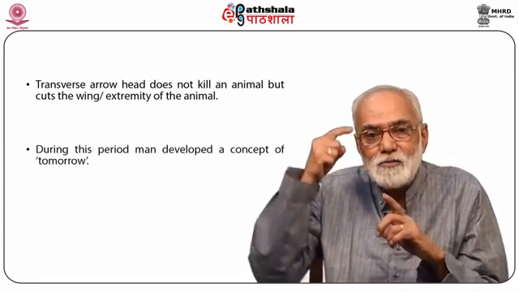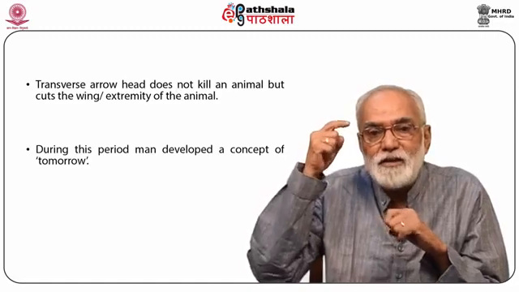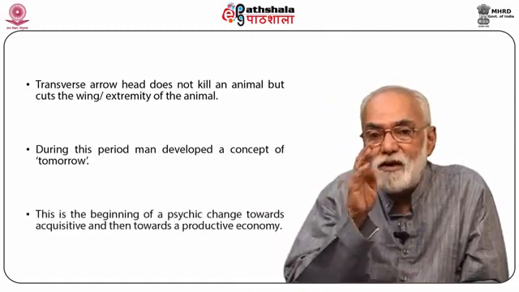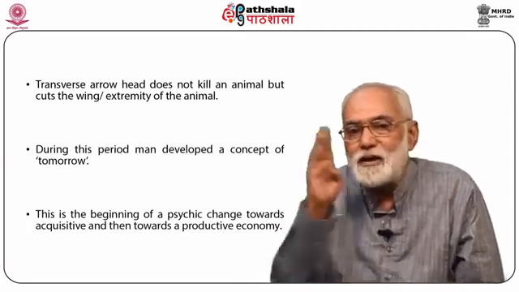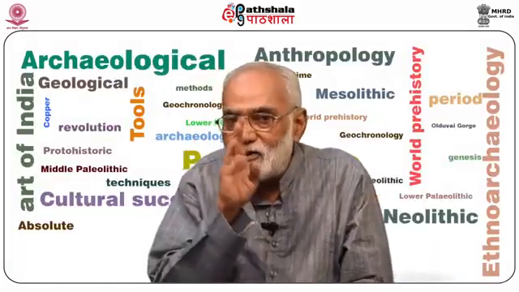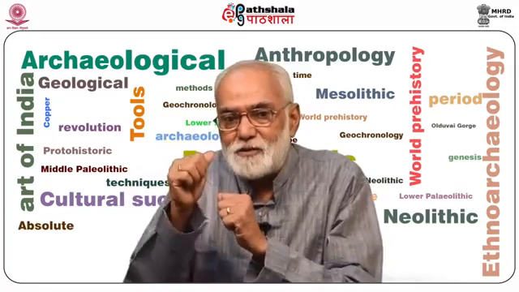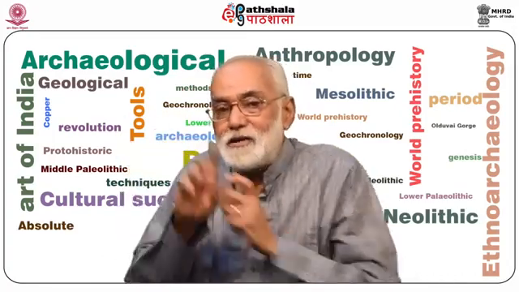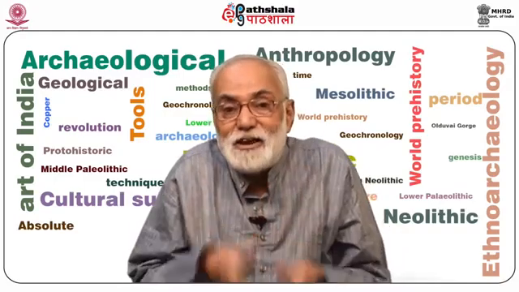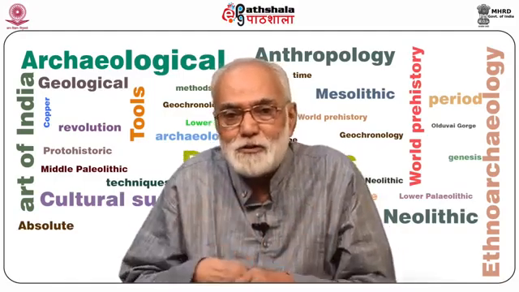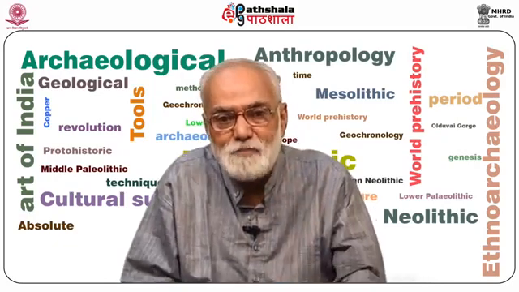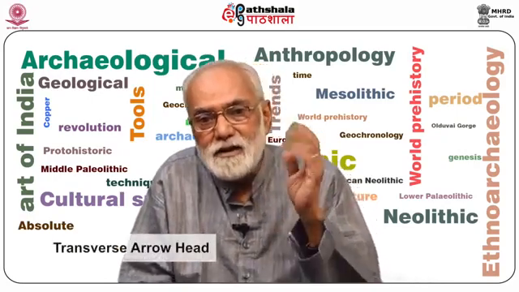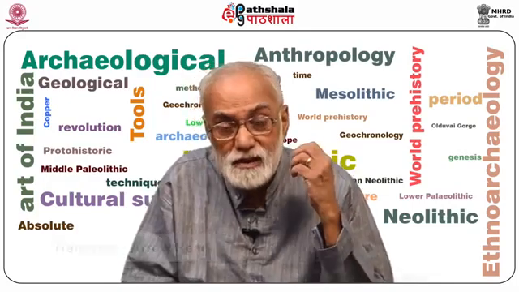Why? Because you have already developed the concept of a tomorrow. This is the beginning of a psychic change from acquisitive to productive economy. You are psychologically now trying to have something which I can eat tomorrow. I don't have to eat today. Hunting means I have to eat today, because otherwise it will get putrefied tomorrow. So you have a very interesting type called tranché petit or a transverse arrowhead.